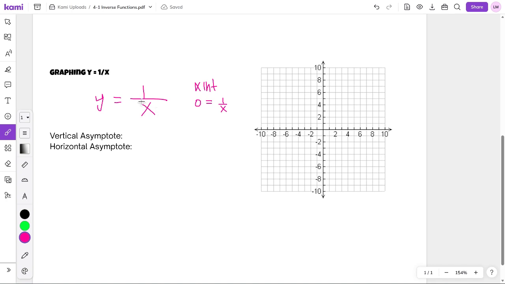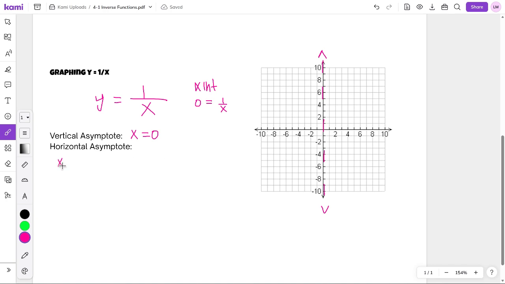In fact, when x is 0, my function is undefined, which means I have a vertical asymptote. So anything that gives you a 0 in the bottom of a fraction, either we're going to have a vertical asymptote or we're going to have a hole, which we'll get to later. So I have a vertical asymptote at x equals 0. It's always an equation of a line, x equals something.